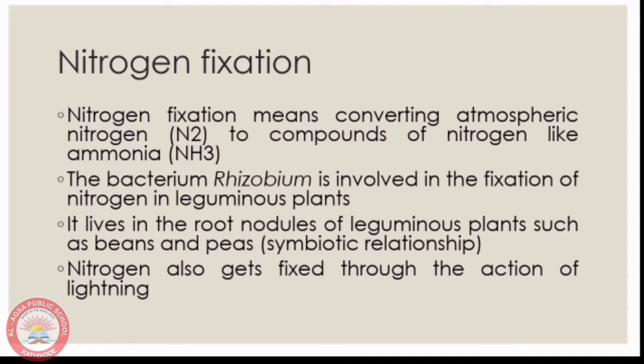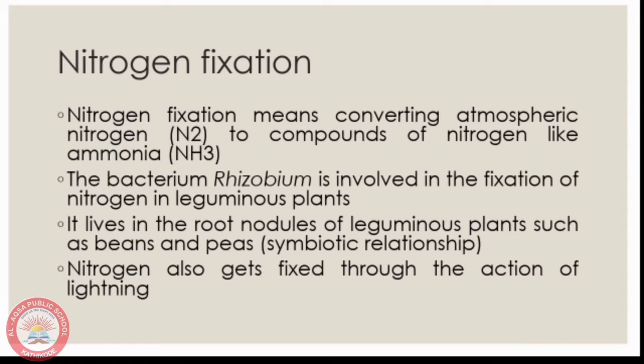One is by the bacterium called Rhizobium, which you have already learned in the previous year. Rhizobium is present in the roots of leguminous plants. It lives in the root nodules of leguminous plants such as beans and peas. You have studied about symbiotic relationship. The relationship between Rhizobium and leguminous plants is an example of a symbiotic relationship.